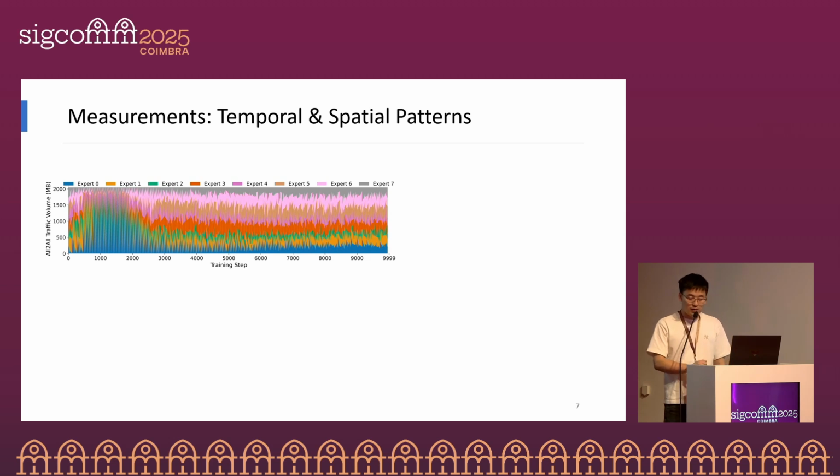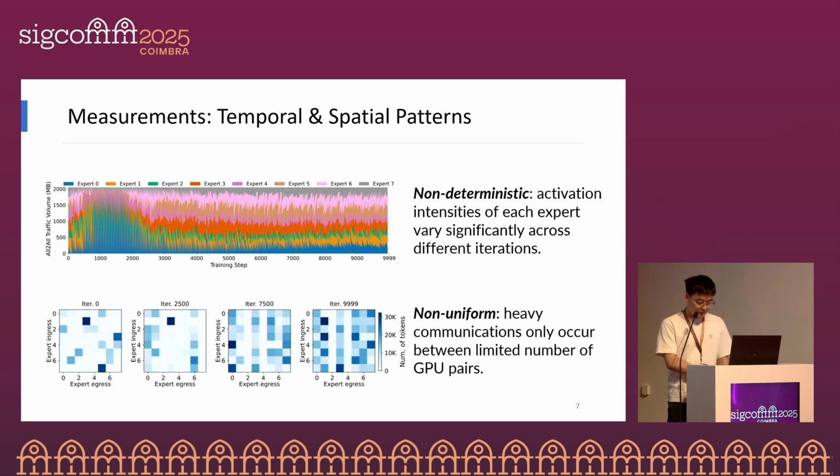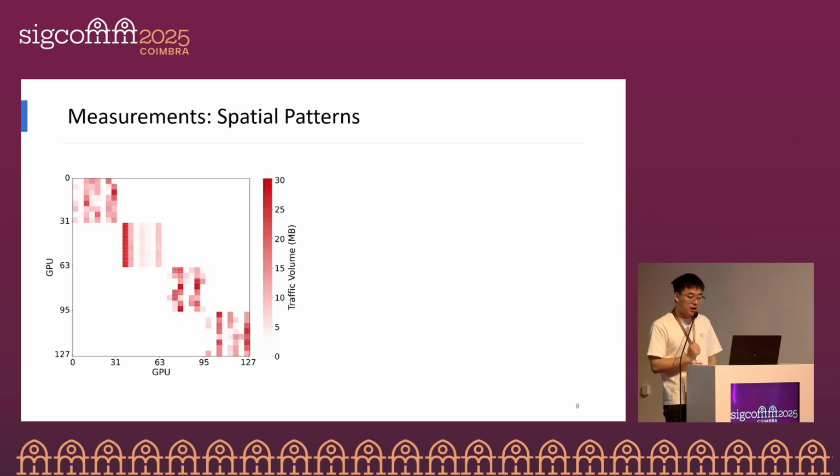Digging deeper, we found 3 important properties of the MoE traffic. First, the traffic is non-deterministic. The activation intensity of each expert varies significantly across iterations. This means that the communication demands shift over time. Second, the traffic is non-uniform. In practice, heavy communication only occurs between a subset of GPUs, typically within the same MoE block. Moreover, this dynamic traffic is often regional.